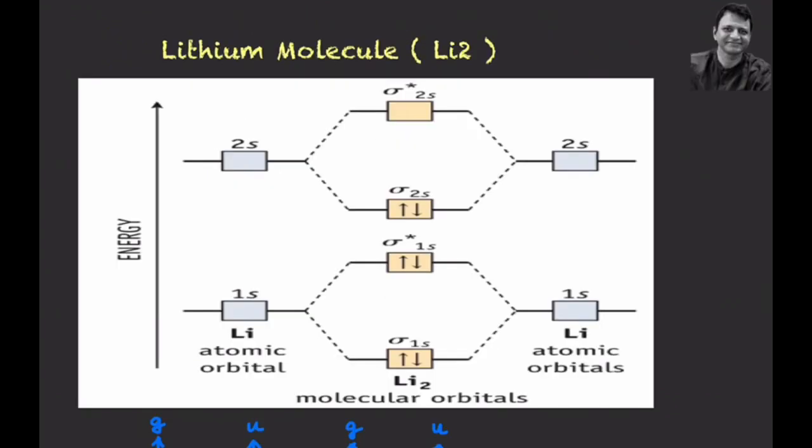Similarly, when we are talking about lithium molecule, lithium atom has an electronic configuration of 1s2 2s1. So the valence electron is present in the 2s atomic orbital, and the 1s is completely filled. This is the inner atomic orbital.